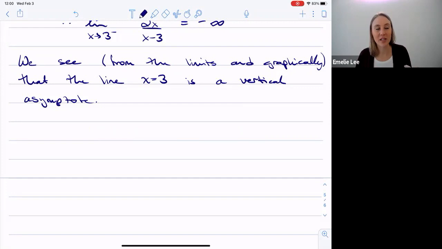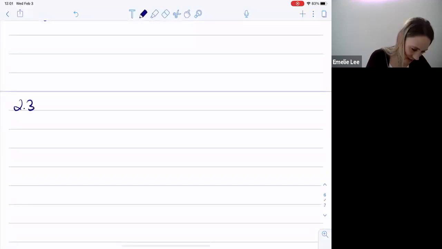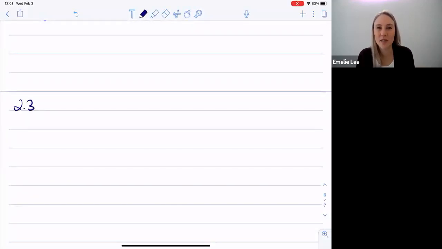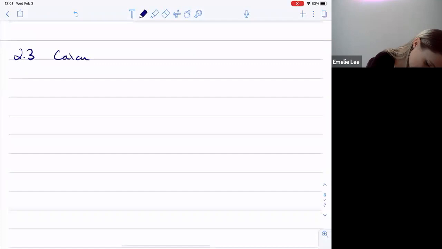Let's get into the funner parts of limits. Not necessarily fun, but more fun. Funner. In 2.3, we're going to establish some limit laws that we'll be able to use and apply and just make life easier when we're calculating limits, so that we're not just plugging in tons of different values and guessing what the limit might be. So section 2.3 is called Calculating Limits Using the Limit Laws.